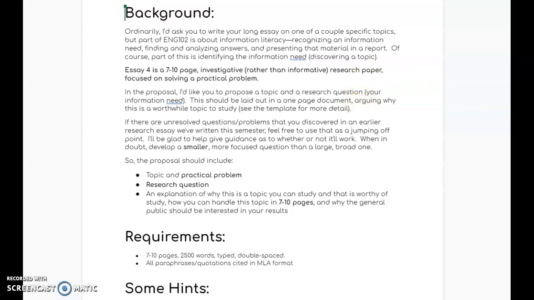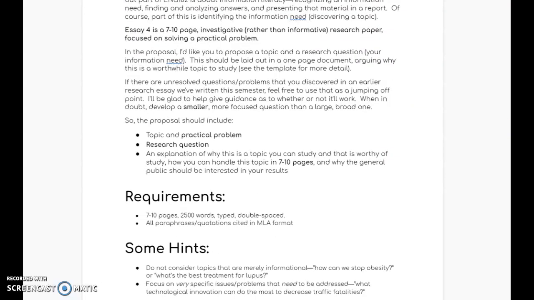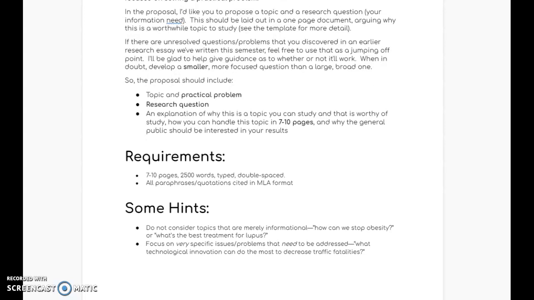So, the proposal should include the topic, the practical problem, the research question, and an explanation of why this is a topic that's worthy of study and that you can handle in 7 to 10 pages. There are some topics that students like to write about that aren't a 10-page paper topic. They're a book topic, or a series of books topic, or 20 years of research topic, which is not something we can cover in a single paper. All right. 7 to 10 pages, 2,500 words-ish, typed, double-spaced, MLA format.